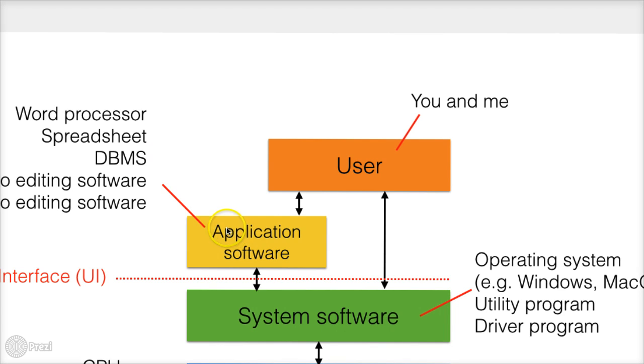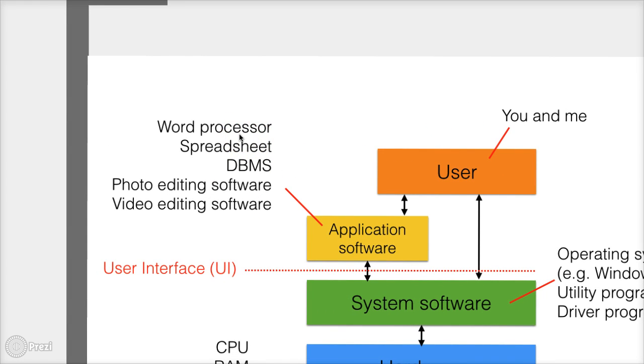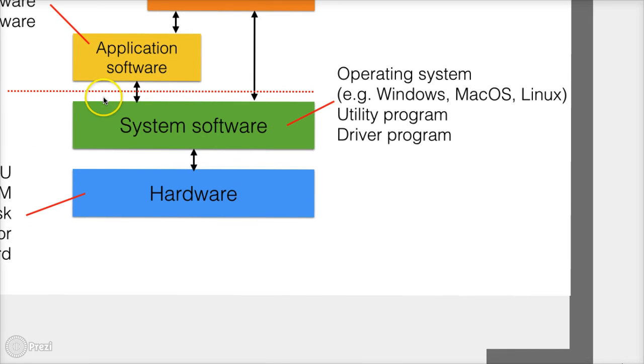And here comes the next, the application software. We have different types of apps, so-called the apps. For example, the word processor, such as Microsoft Word, spreadsheet like Excel, database management system, or so-called the DBMS, or we have some photo editing or video editing software. And these software are designed with a specific purpose so that we can use this software to do a particular job or particular task.